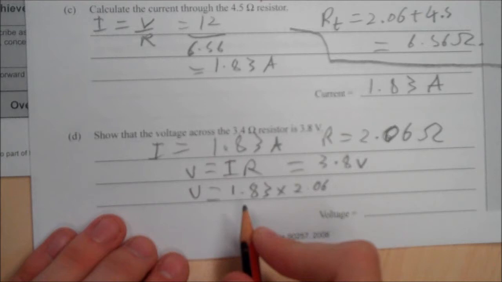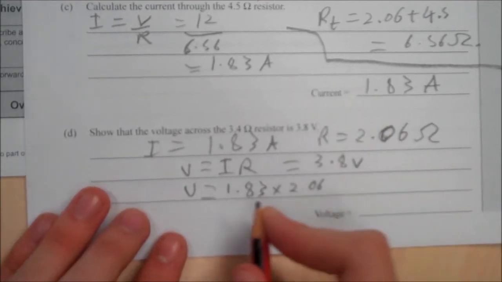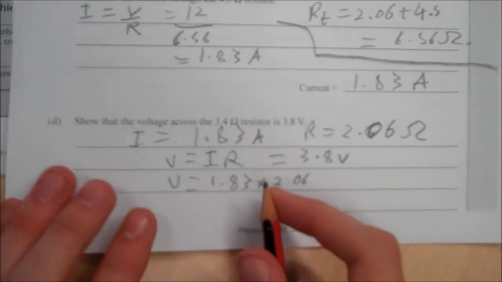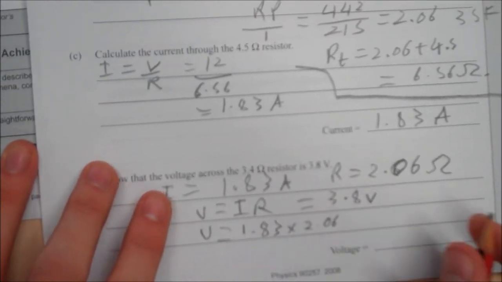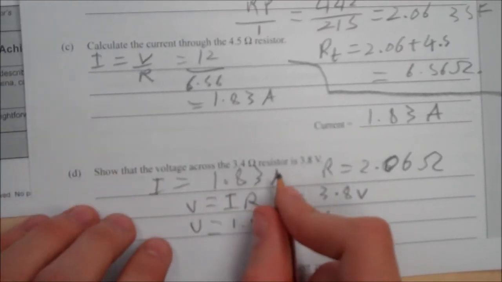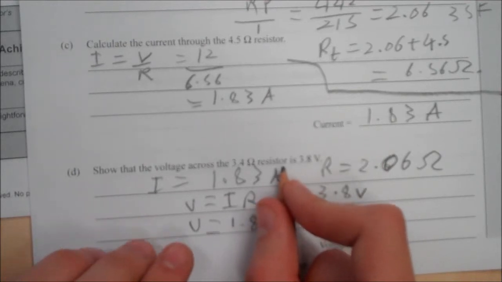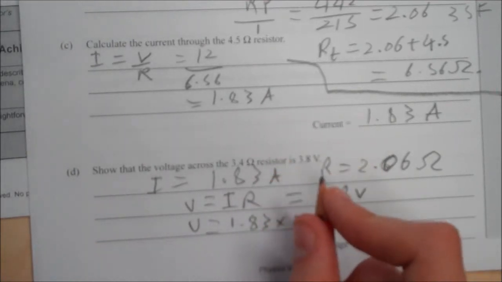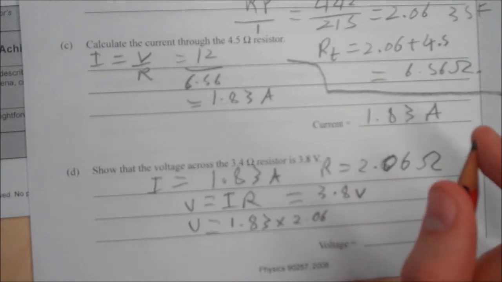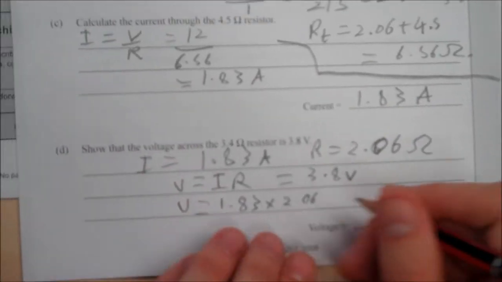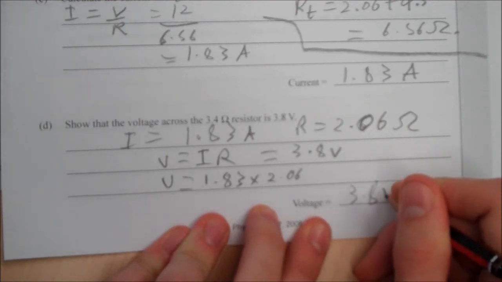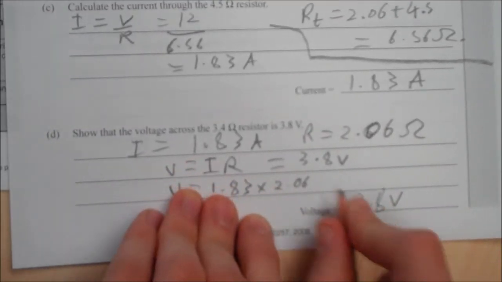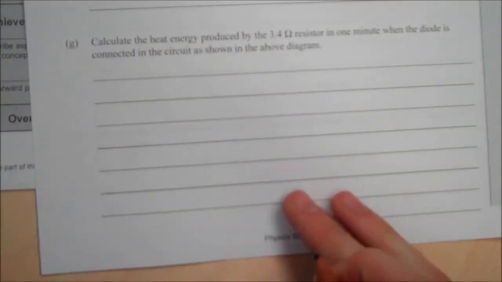The reason you use the current for the whole thing is, like I said before, the current's going to be the same all the way around, but the resistance isn't quite going to be the same. Obviously we're looking at it across that resistor, so you're just going to use the resistance of the parallel circuit, not including the entire circuit. So this is going to be 3.8. If you get a different answer there, it would be a bit strange.